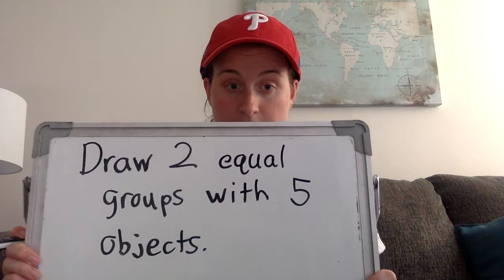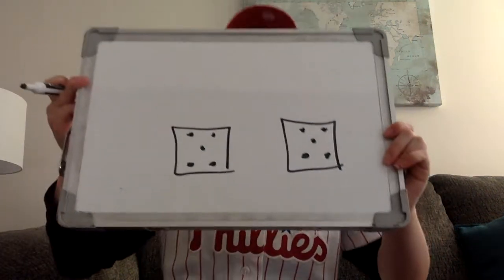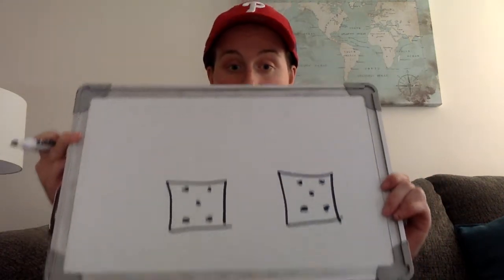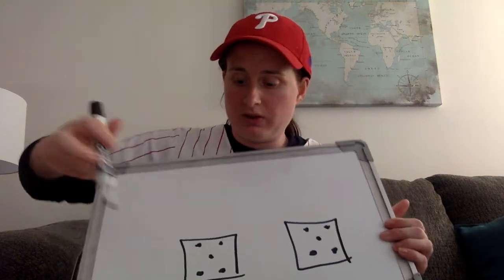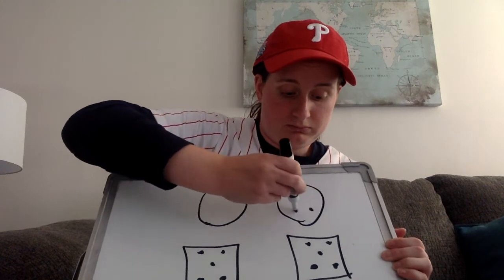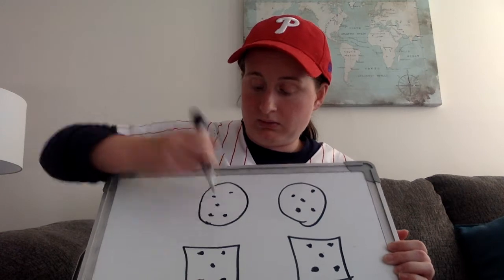All right, so I'm about to show you the answer in 10 seconds. If you are not ready, then you can hit the pause, all right? So, 2 equal groups with 5 objects. 3, 2, 1, here we go. I like to draw squares and then put the dots in there. You can do the same. Maybe you like circles better. You can also do that, right?